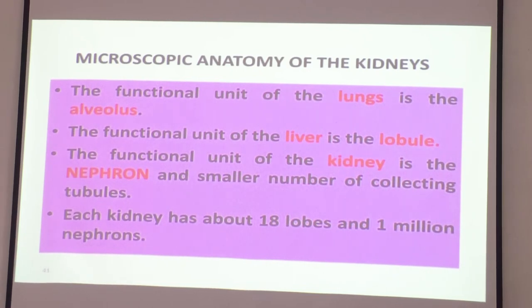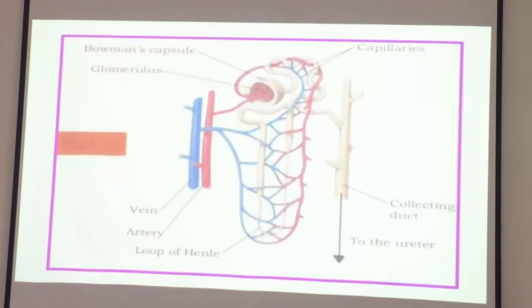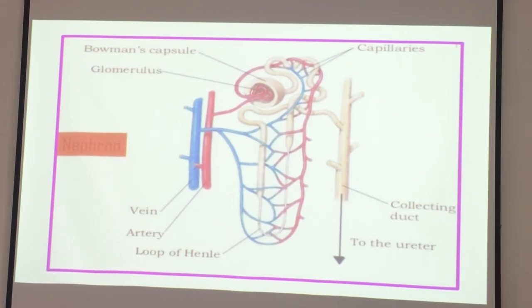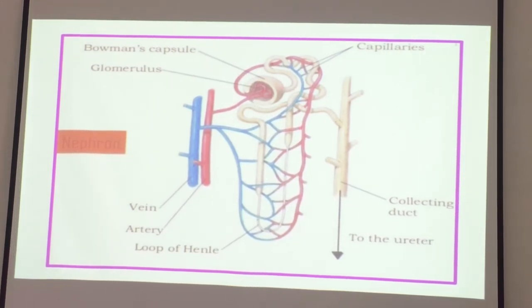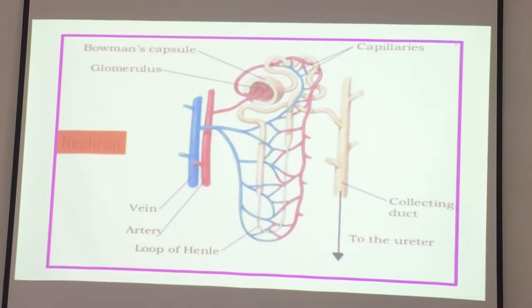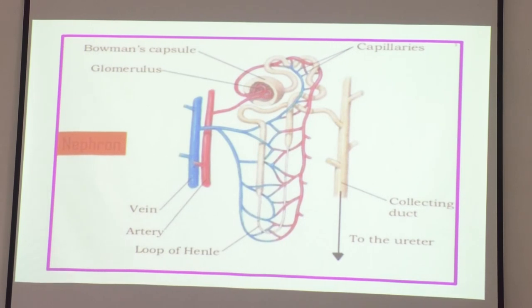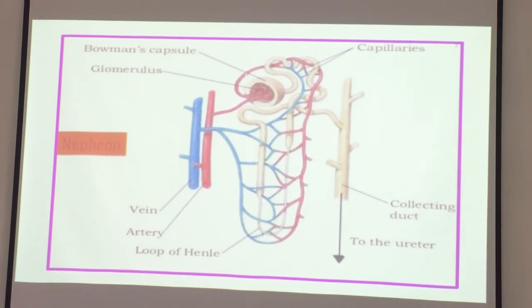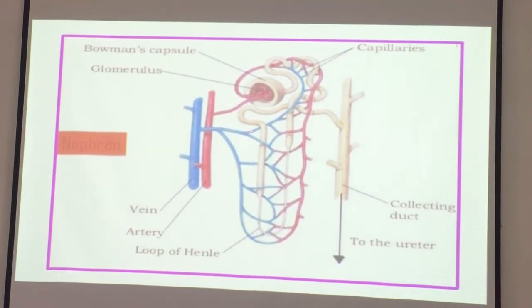Collecting tubules, their lining epithelium, what are their functions, like this. Okay, so all this has been discussed. This is the afferent arteriole. It is forming the glomerular plexus. Then from there, the efferent arteriole arises, forming the peritubular plexus, the peritubular capillaries. They join to form the venules. Venules are draining into this vein. And this is around the glomerulus. This is Bowman's capsule, proximal convoluted tubule, loop of Henle, DCT, and here is the collecting duct.